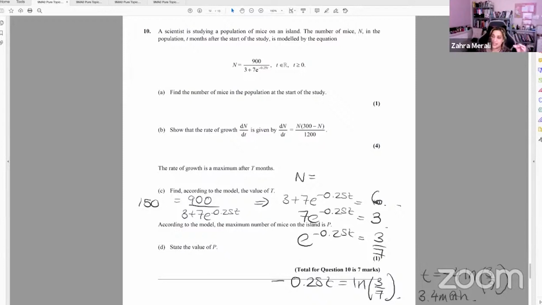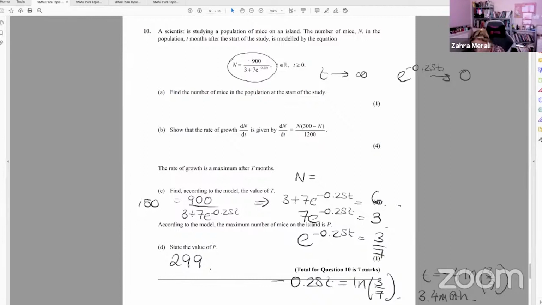So not the maximum rate, but the maximum amount of mice. You can tell what that is by looking at here: as t gets bigger and bigger, e to the minus 0.5t goes towards 0, and then you're left with 900 over 3, which is 300. So the maximum value will be just less than 300. It'll never actually reach 300, so the maximum value will actually be 299. But I think they would have given you the mark for 300.